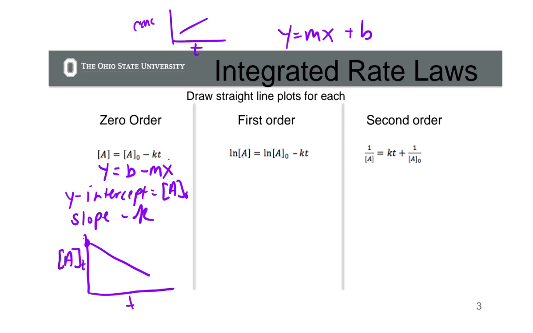Okay. For our first order, y is ln[A], our intercept is the natural log of [A] sub 0, and our slope m is minus k, and then x, of course, is t. So if we plot this, we're going to have the natural log of [A] on the y-axis, t on the x-axis.